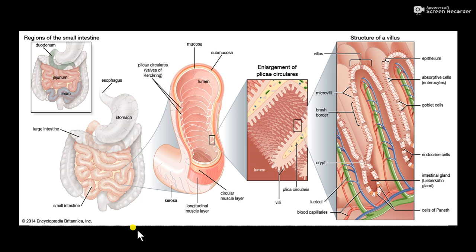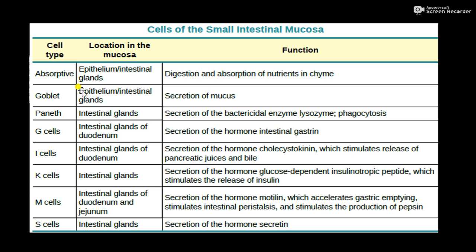Now you can see the different types of cells present in the small intestinal mucosa and their roles: absorptive cell, goblet cell, G cell, I cell, Paneth cell, K cell, M cell, and S cell. All these are different types of cells in the small intestinal mucosa. Look at the role of each cell. The absorptive cell is located in the epithelium of the intestinal gland, and its function is digestion and absorption of nutrients in chyme.